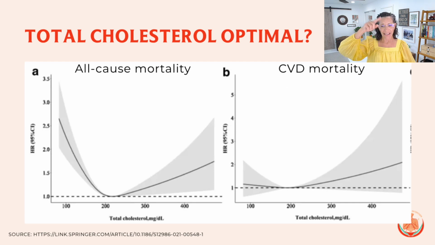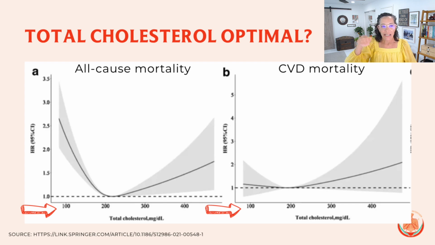Now, you can see that these are both kind of U-shaped. And what that means is that at the bottom of the U, that is the place, and the U being the black line, I'm going to explain what the gray is in just a minute because it obviously has a slightly different shape. But the black line is the average risk of dying. And so the bottom of that U is the place where you are least likely to die.